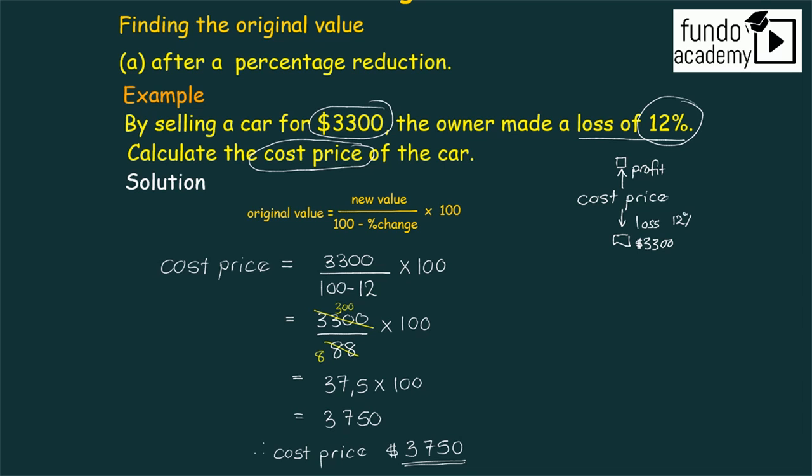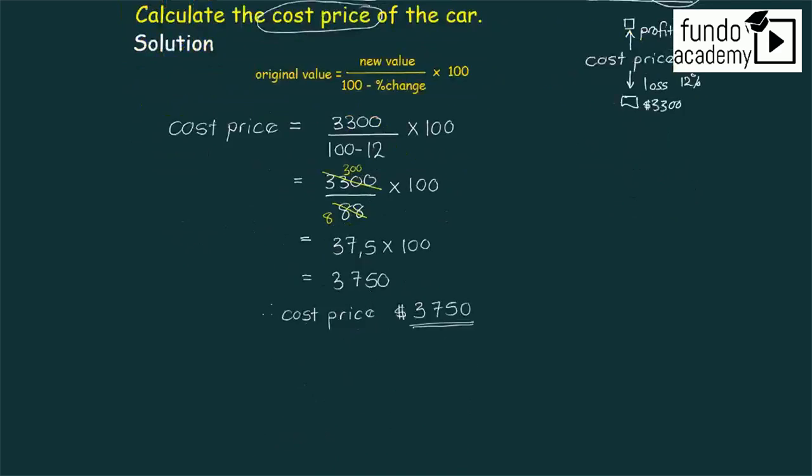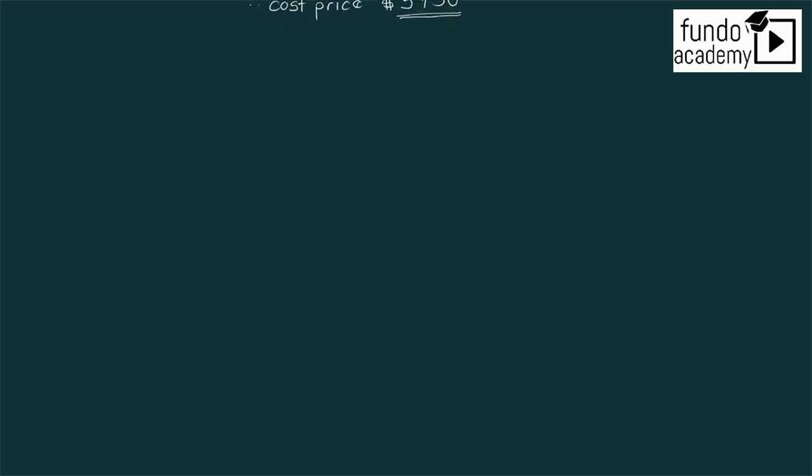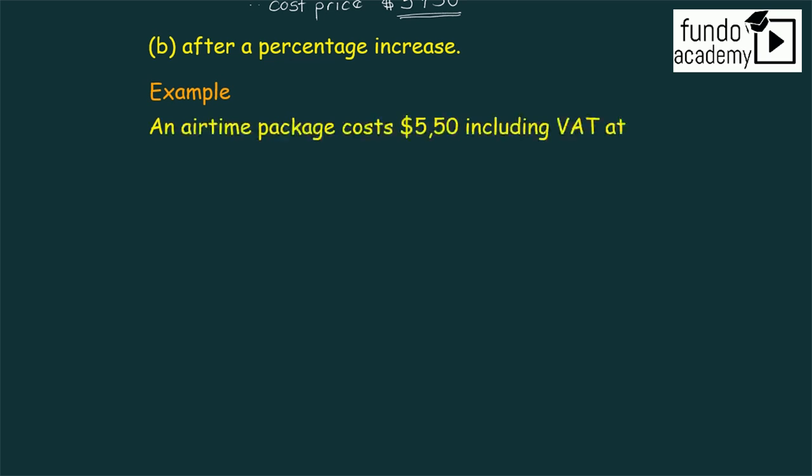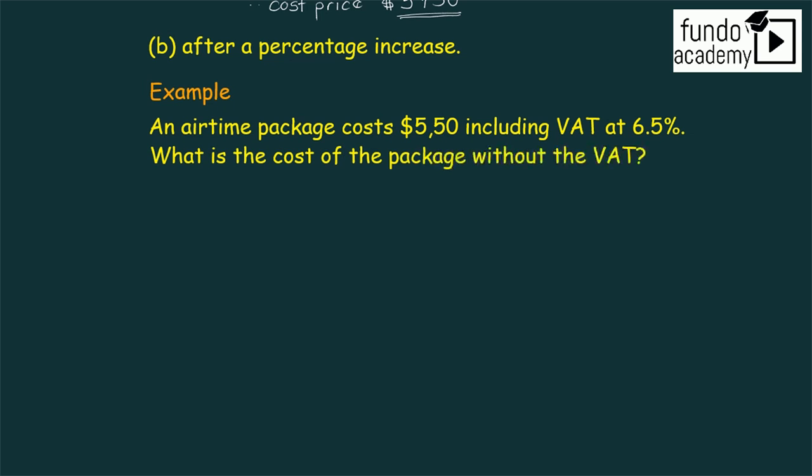All right, so we want to move on to the next question, another example, and the next situation is calculating the original value after a percentage increase. Remember, the first one was after a percentage reduction, right? So the example here that we're going to be using is an airtime package cost $5.50 including VAT at 6.5%. So what is the cost of the package without the VAT? Now VAT is value added tax, right?